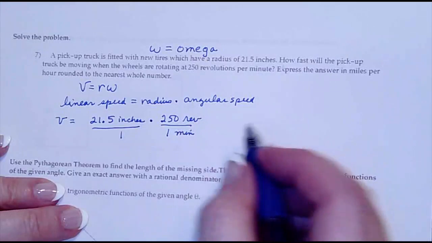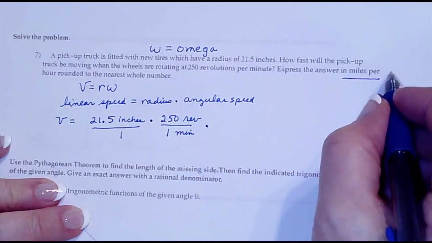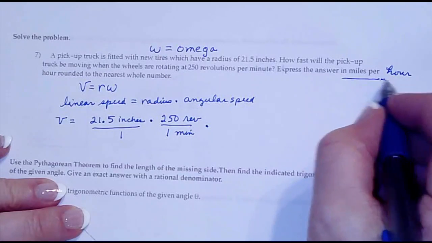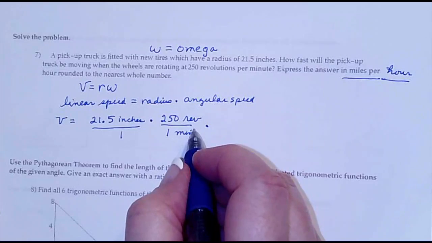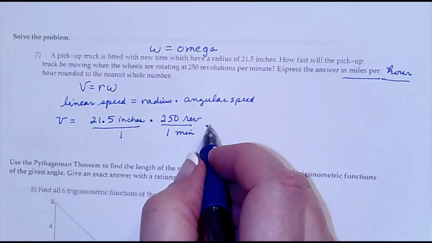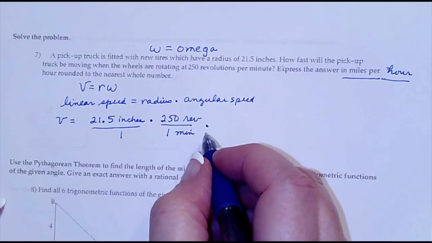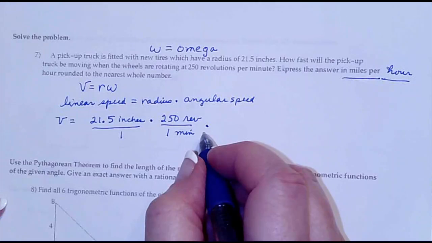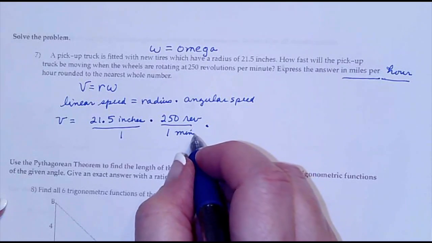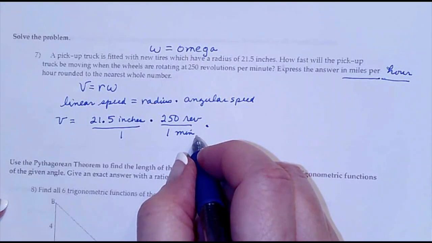So you'd think we were done. But it asks us to put our answer in terms of miles per hour. So we have to convert the inches into miles and convert the minutes into hours, and the revolutions we've got to get rid of, right? So we've got to reconcile our units. So what do we do first? Well, it doesn't matter necessarily, we just pick one. If I want to change minutes to hours, then I know 60 minutes is 1 hour.